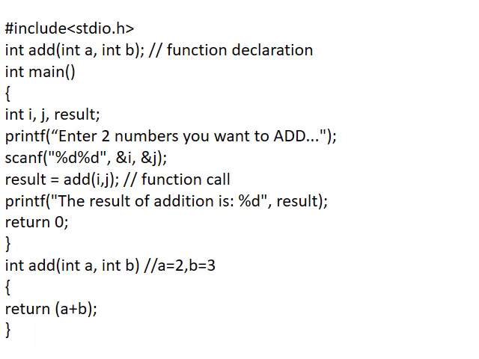So this is how the function works. First we have to declare the function in the global declaration. If we declare it globally, then it can be used or called by any function, including the main function, including any other function defined outside the main function.